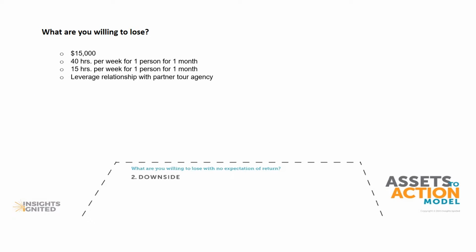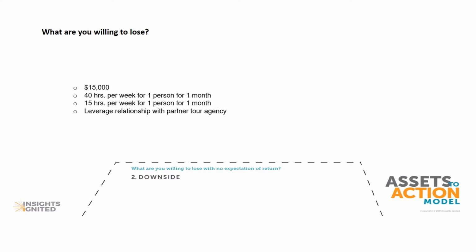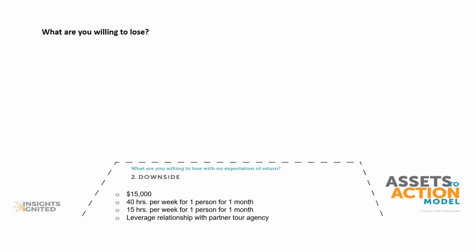The next component of the assets to action model is the downside. The downside helps you calculate what you're willing to lose with no expectation of return. And it's usually comprised of 3 main components: money, time, and relationships, although it varies from model to model. In the center, you'll list what you're willing to expend in pursuit of your idea, even if this idea never works out, and this will help you limit your risk over time.